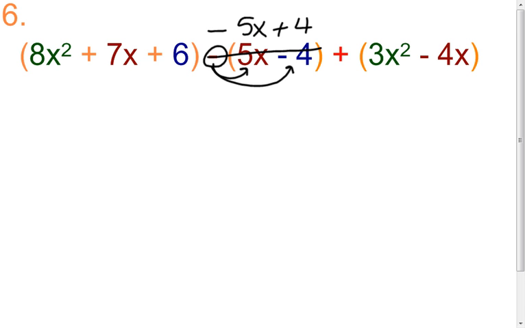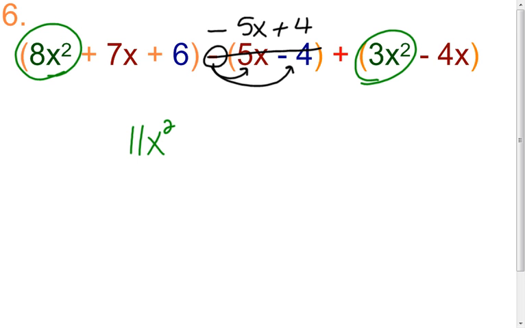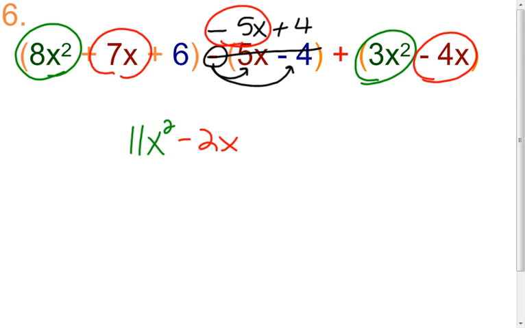Now I need to combine my like terms, looking for my highest exponent first. Highest exponent is x squared. So I have 8x squared and 3x squared here. So 11x squared. Notice I'm not adding my exponents, I'm only adding the numbers out in front. Then I'm going to look at my x's. So I have 7x here and negative 5x, which makes 2x, and negative 4x, which makes negative 2x. And then I have a positive 6 and a positive 4, which makes 10.